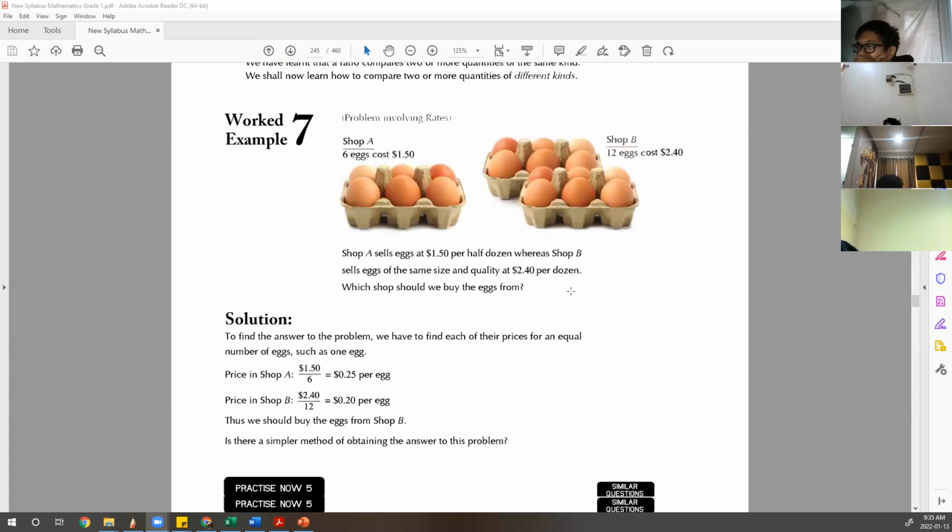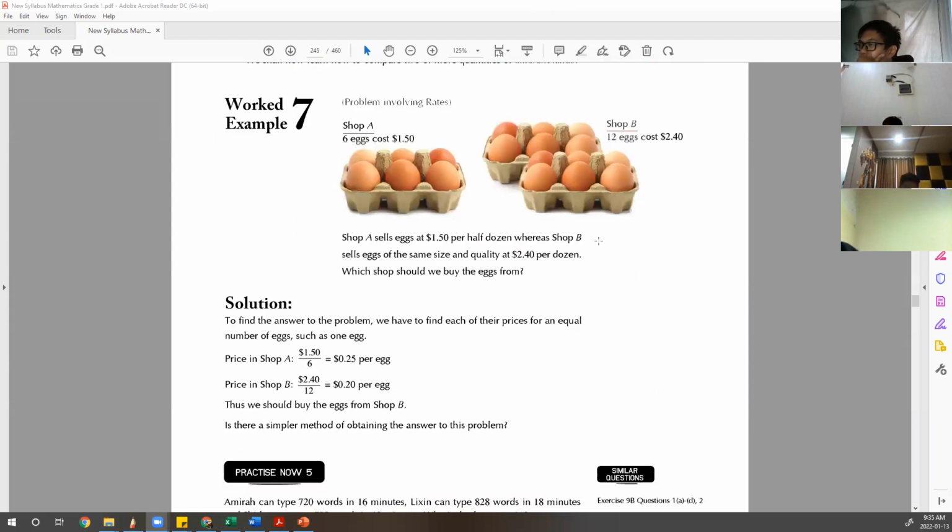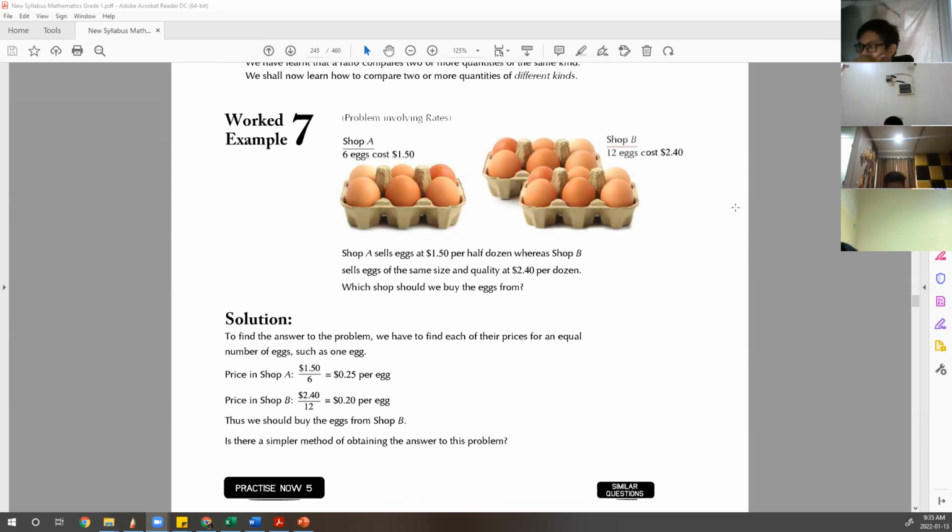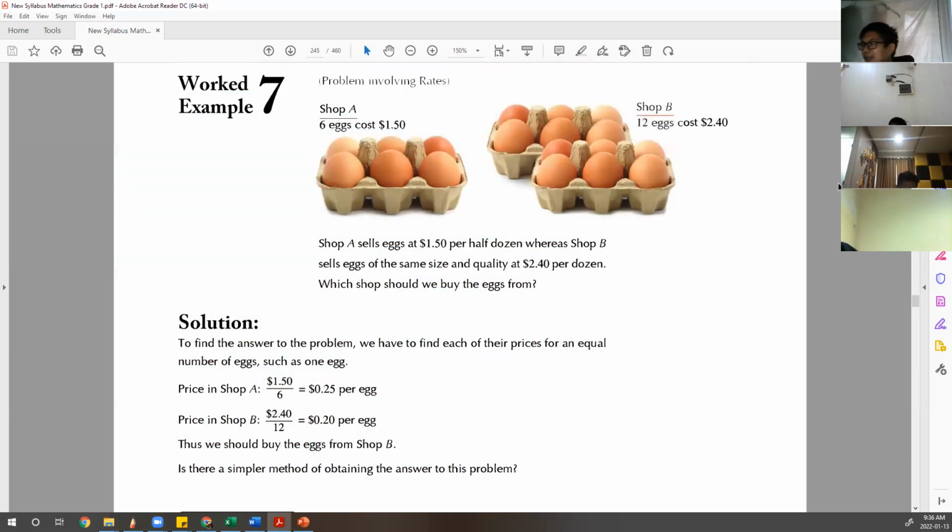Shop A sells eggs at 1.5 per half dozen. Half dozen means half times 12, right? 6x. And whereas shop B sells eggs of the same size, quantity 2.4 per dozen. Okay, so which shop would we buy eggs from? So we have to buy the cheapest one, right? The most effective. The solution is quite complicated in my opinion, but again, they want to show you the cost of an egg for price of shop A compared to price of shop B.